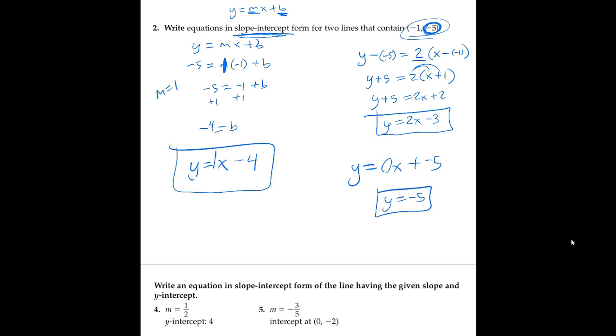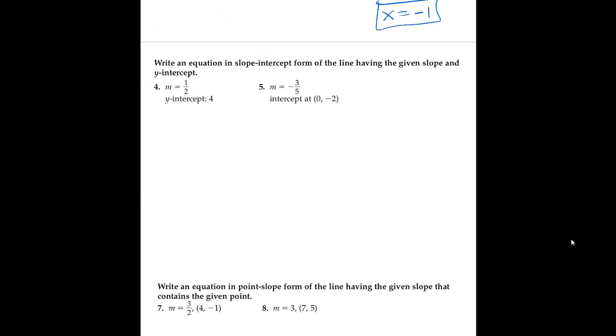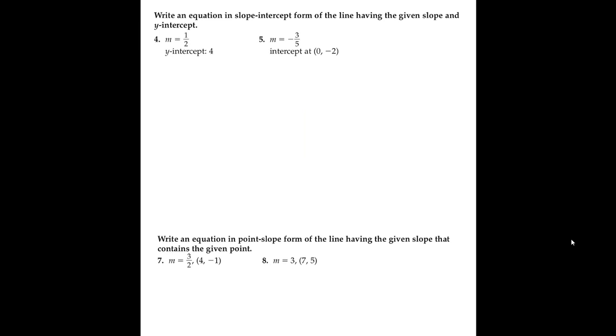Or, if you want to say the vertical line, you just go x equals whatever the x value is of all the points on the line, negative 1. Oh my goodness. So there's 4 different approaches to writing the equation of a line through that point. Okay, so write an equation in slope-intercept form of the line given this.